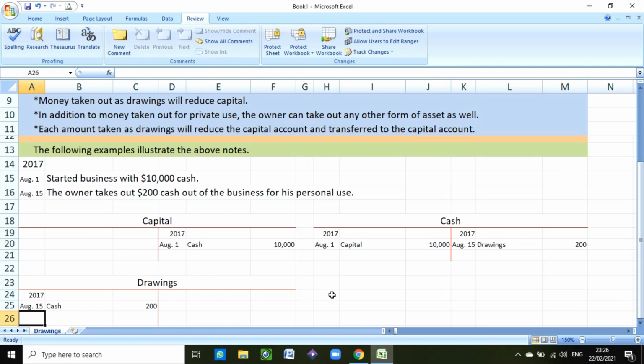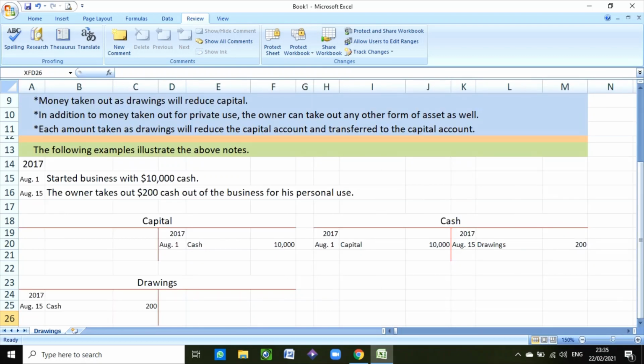Eventually, all the transactions that you enter on the drawings account will be entered on the capital account, or rather they will be transferred, but that is something that we will deal with in future chapters. For now, note that whenever you want to, in quotes, reduce capital, you do not do it on this account. Instead of reducing the capital account directly here, you need to use a drawings account such as the one I created here.